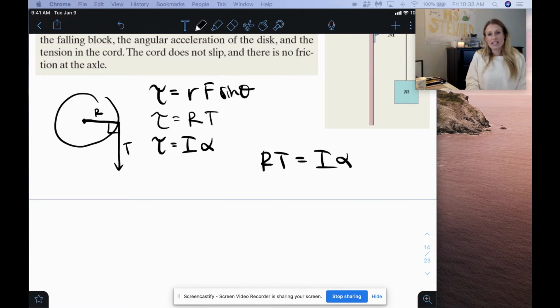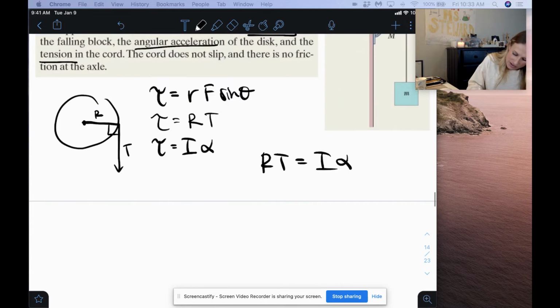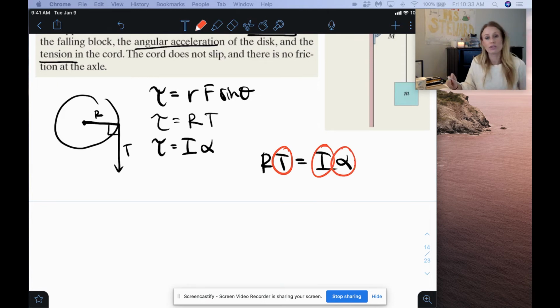Now, the other thing here is that I know that we want to find the acceleration of the block, or linear acceleration. We want to find angular acceleration, alpha, of the disk, and the tension in the cord. So in this case, I have two unknowns here. Well, really, I have three unknowns here. I don't know the tension. I don't know the rotational inertia yet, but I do know equations for the rotational inertia. And I don't know this angular acceleration, alpha.